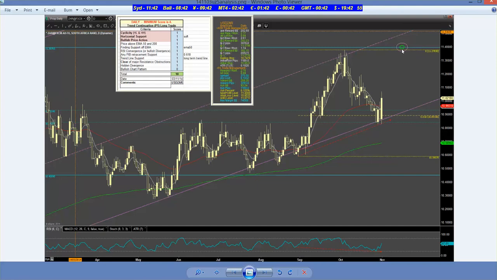And you've got a target there which gives you a risk reward of 2.1. That's pretty good. Yeah, certainly floating along that trend line there. All very good.